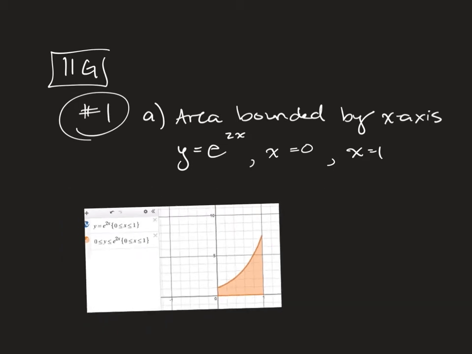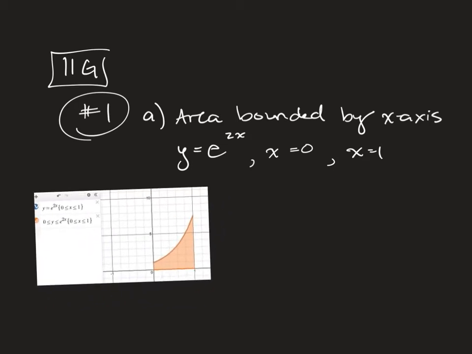And the way you're going to do that is by doing an integral, and it's going to be a definite integral. So that definite integral will be from 0 to 1 of e to the 2x dx. The antiderivative of e to the 2x is going to be 1/2 e to the 2x. And in this case, we don't need that c because we're going to be evaluating. So we're going to go from 0 to 1.